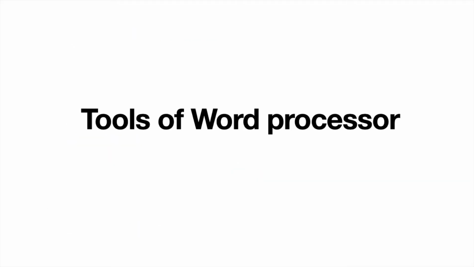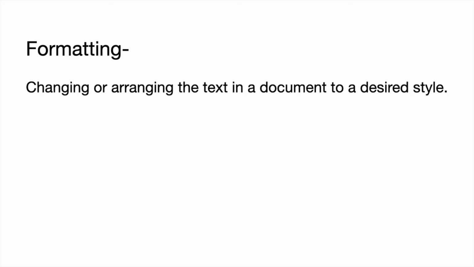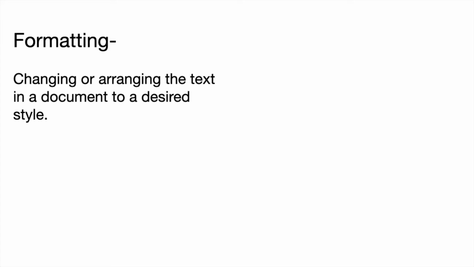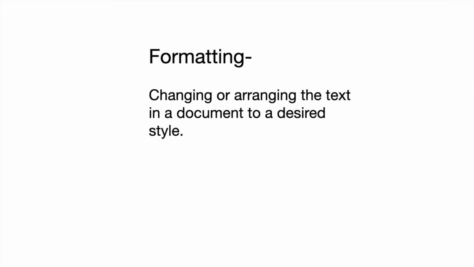The tools of word processor. Formatting is changing or arranging the text in a document to a desired style. You can align a document to the left, align it to the right, align it to the center, and you can even change the color of the text, change the size of the text.